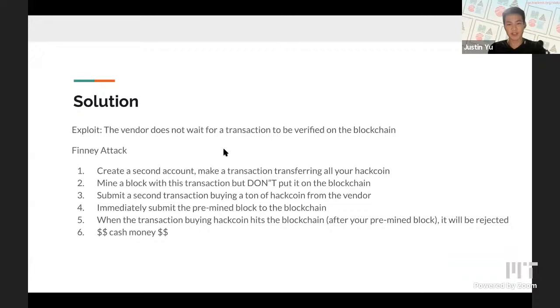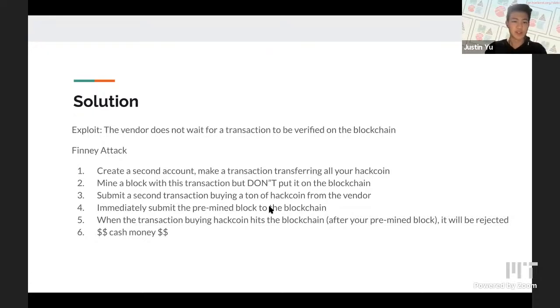Then you submit a second transaction selling a ton of HackCoin to the vendor. And this transaction will be submitted to the transaction queue. And say you spend all your money selling HackCoin. That's a typo. And that will be added to the transaction queue. Once it's added to the transaction queue, you immediately put your pre-mined block onto the blockchain. So what the blockchain sees is that you have sent all of your HackCoin away to this dummy account.